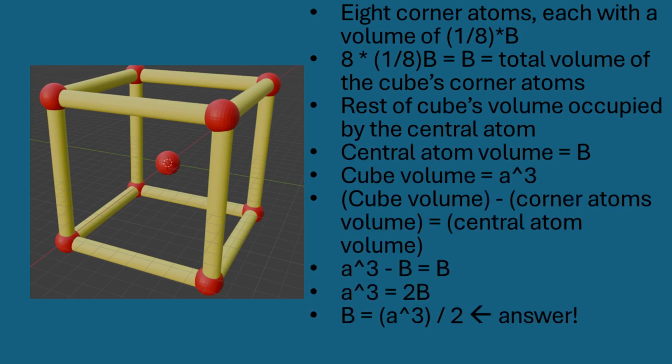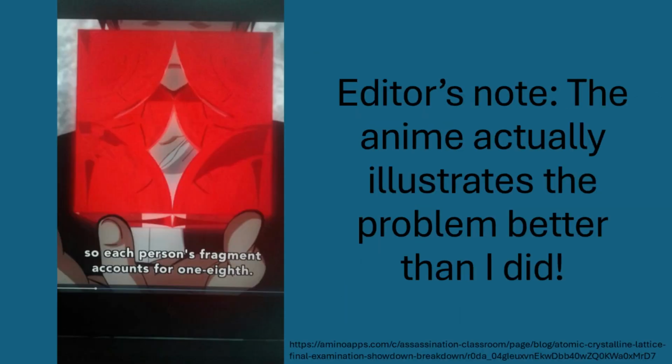Using this fact, we can set up a simple equation and solve for b, allowing us to find that the volume of b is equal to the side length cubed divided by 2. And that's it. That's the right answer. Now, this is a valid solution, and it is in fact adapted from the right solution presented in the anime.